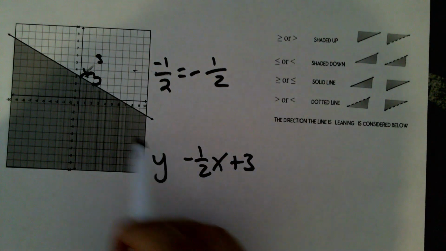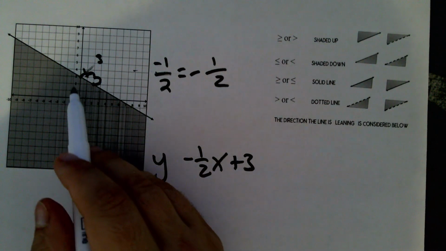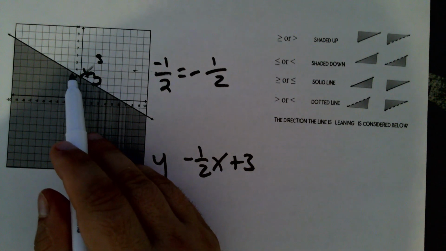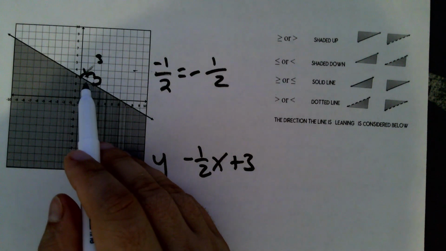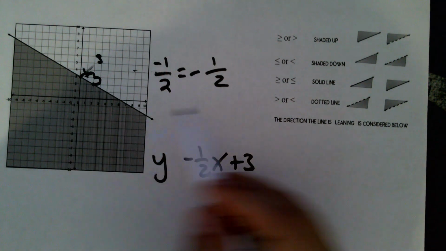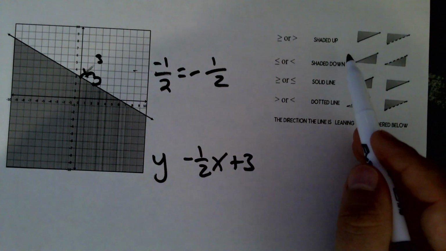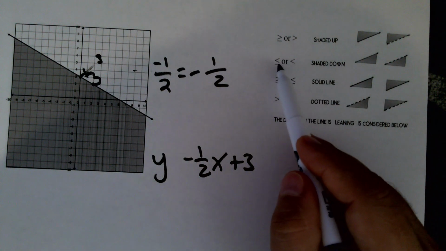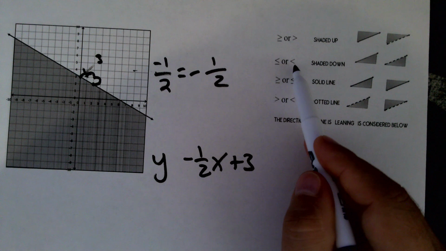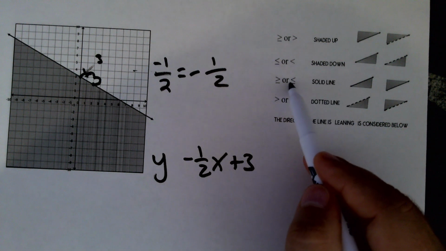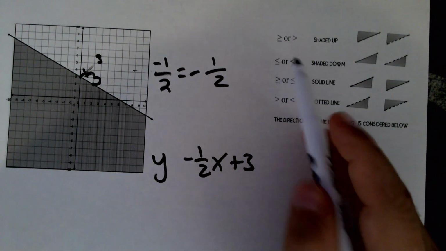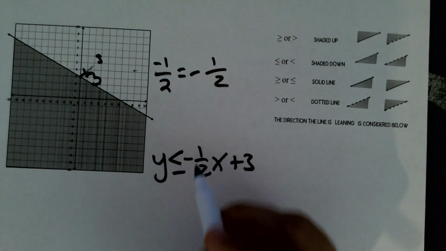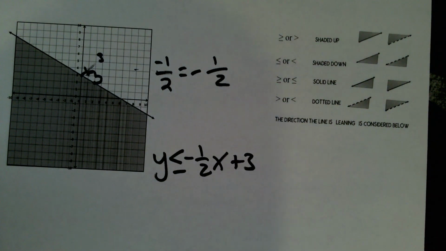All right, now let's tackle the inequality. So this is a solid line, and it's shaded down. So let's come over here, shaded down. Shaded down is a less than sign, okay? It's one of these two, and since it's a solid line, it has to have the line underneath of it, so it's a less than or equal to. And that's how we graph linear inequalities.